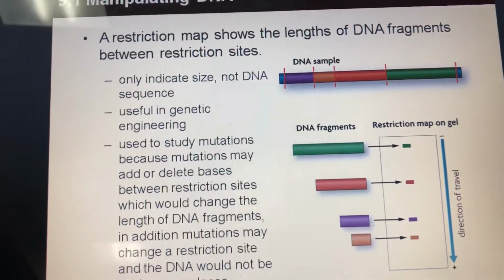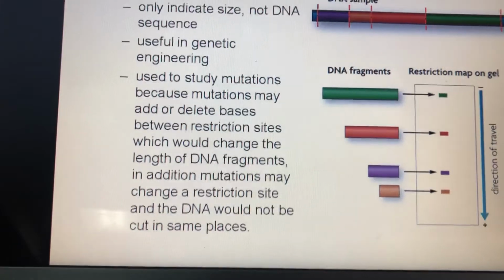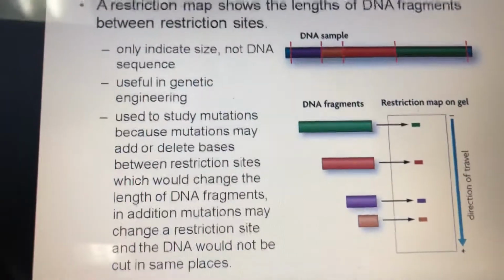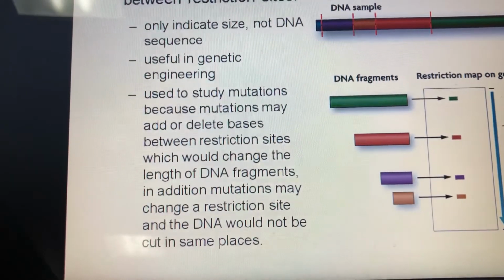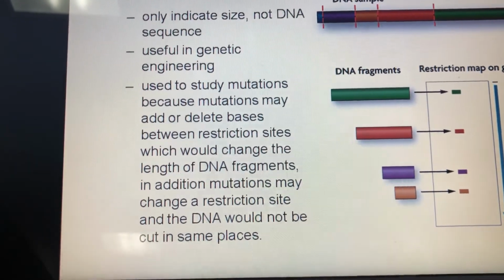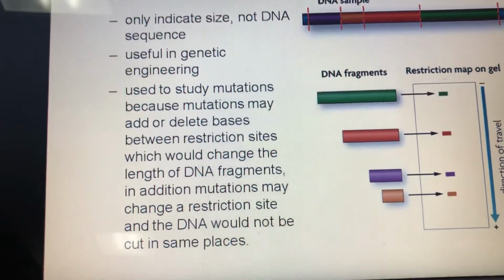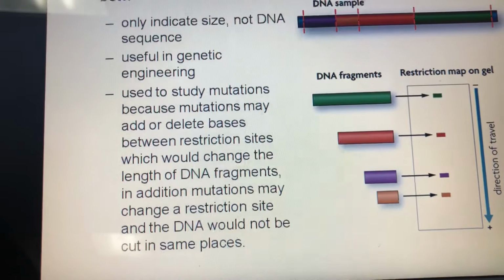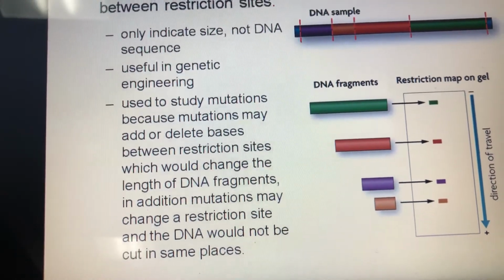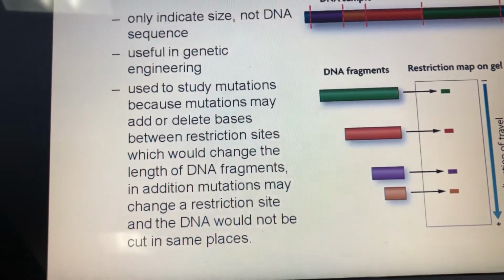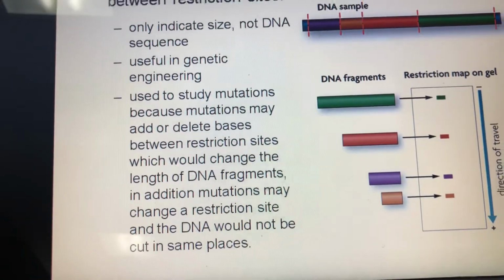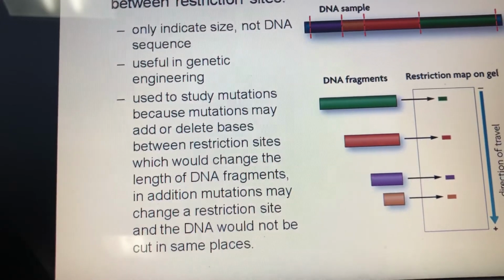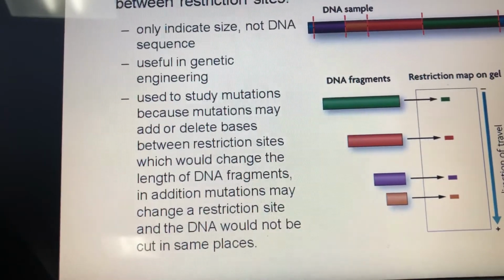Restriction maps are very useful because they can be used to study mutations. Why? Because during mutations, deletion or insertion may happen in the nucleotides, and this will change the length of the DNA fragments. So they compare these bands to a normal reference, and they see if there is any change in the length of the fragments. That means a mutation may have happened.